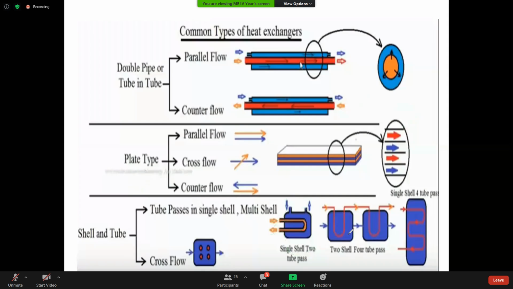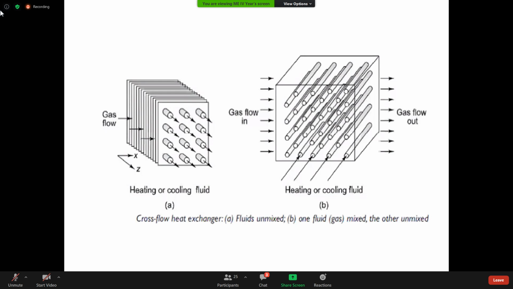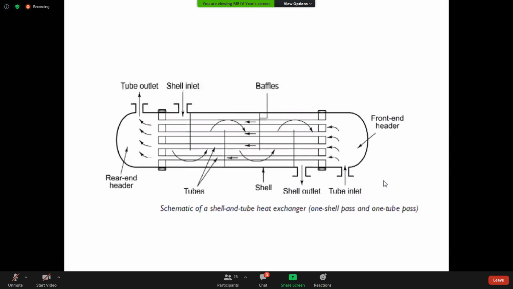There are 2 shells. This is one shell and this is one shell. 1, 2, 3 and 4 tube passes. 2 shell and 4 tube passes. At the same time, 1, 2, 3, 4 tube passes and single shell. Like that we can classify. Right? Shell and tube heat exchangers. See, this is the representation of cross flow. Right? When fluids mix, unmixed, and the fluid get mixed, for these cases also it is given. This is very important. Explain the working principle of shell and tube heat exchanger could be asked.